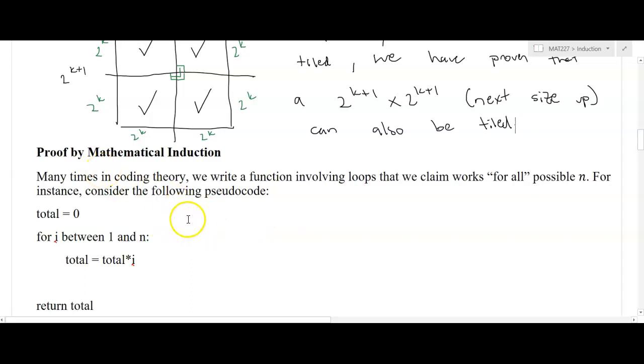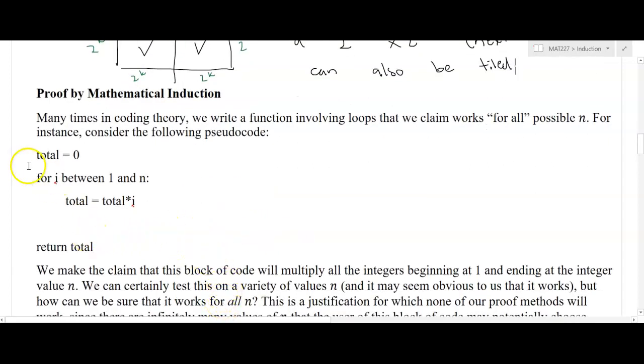So many times in coding theory, we write a function involving loops that we claim works for all possible n. For instance, consider the following pseudocode. Nothing interesting happens here really, except we assign 0 to a variable called total, and then we have an index that goes from 1 all the way up to some value n. And every time this iterates, all that's going to happen is the total is going to get multiplied by the current value of i.